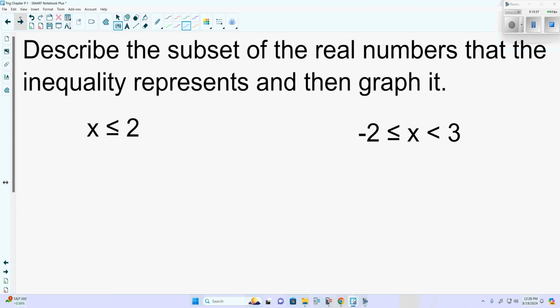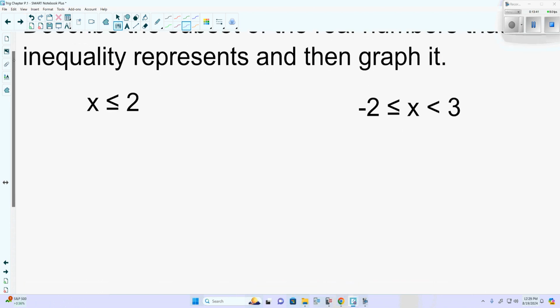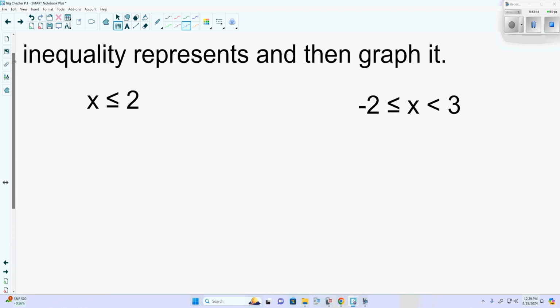Describe the subset of the real numbers for each inequality and then graph it. So if we're talking about this here, x is less than or equal to 2. What are we talking about? The set of numbers that are what? Less than 2. Less than or equal to 2.